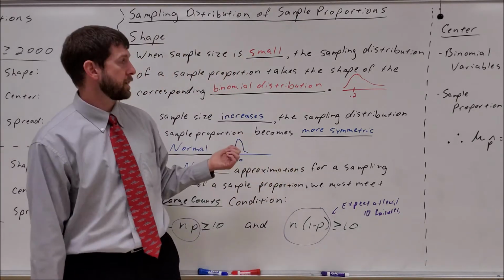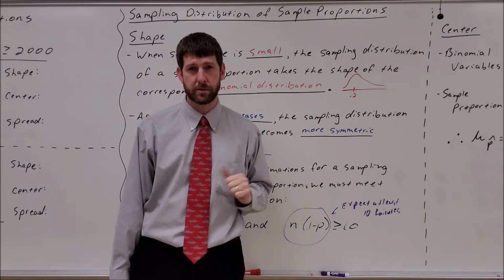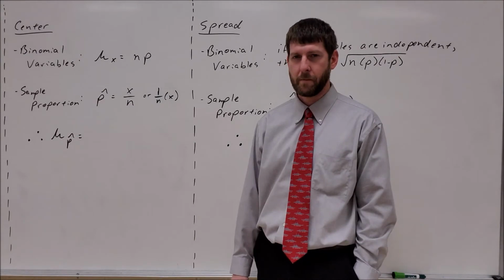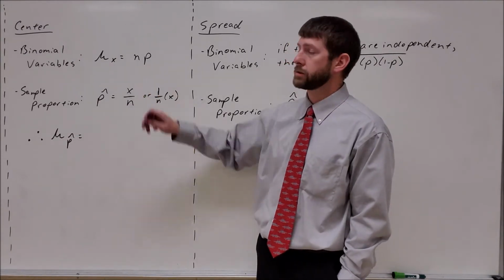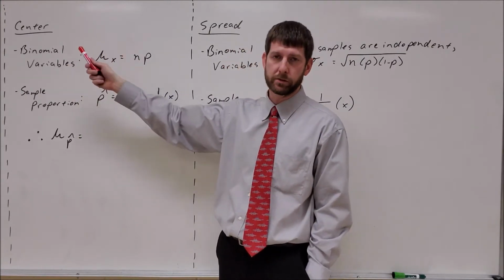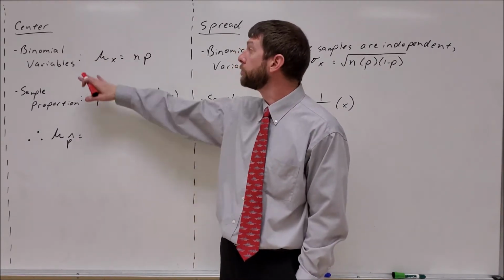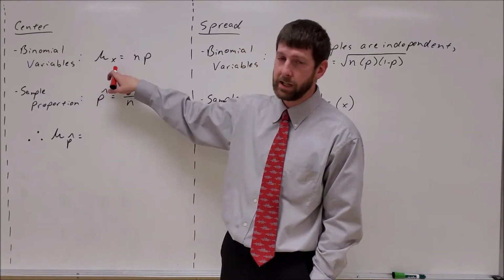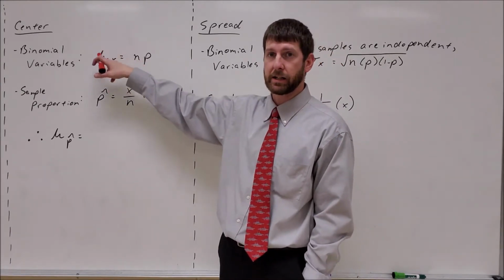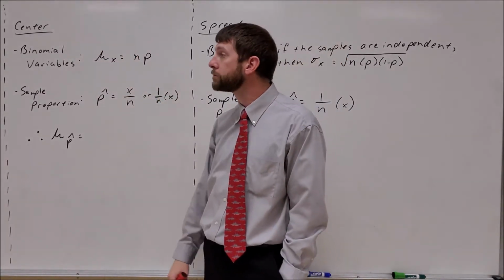All right, so that's the shape of a sampling distribution of sample proportions. Now let's talk about the center and spread. Now to the center of this sampling distribution. As we said before, proportions are binomial. If you're calculating proportions, you're dealing with a binomial random variable. Just recapping, the mean of a binomial random variable is just n times p. The expected number of successes is the number of trials times the probability of success.